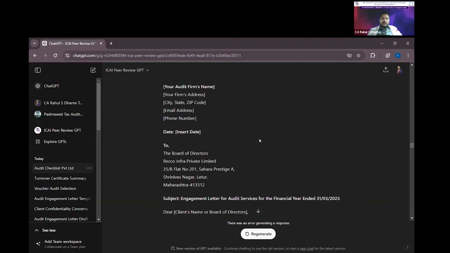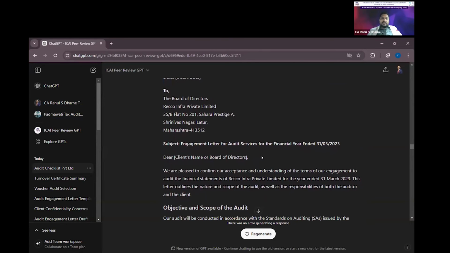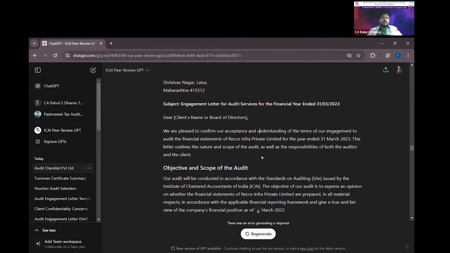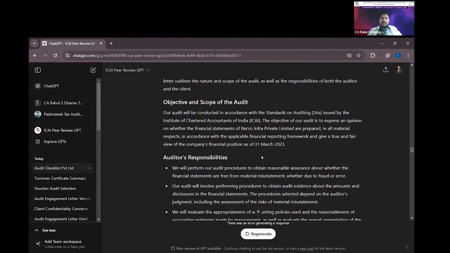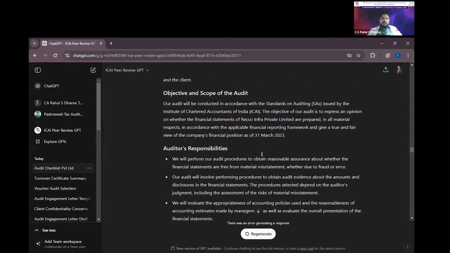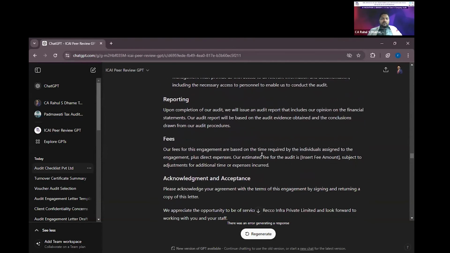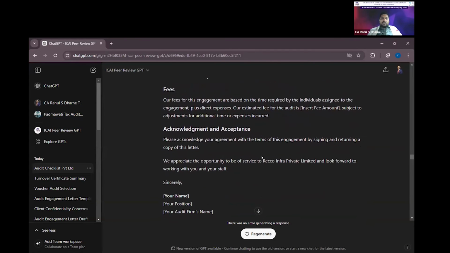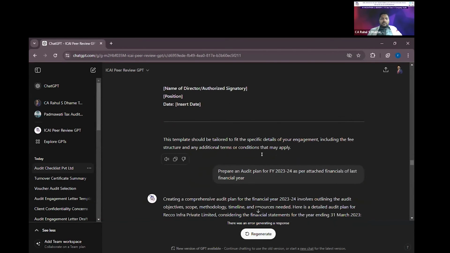This is the prompt, and we have received a nicely drafted audit engagement letter with the help of peer review guidelines. And by using ICAI guidelines, we can have professional language and suitable formats as per the ICAI standards. It has given objective and scope, auditor responsibilities, client responsibilities, reporting, fees, acknowledgement, and acceptance.